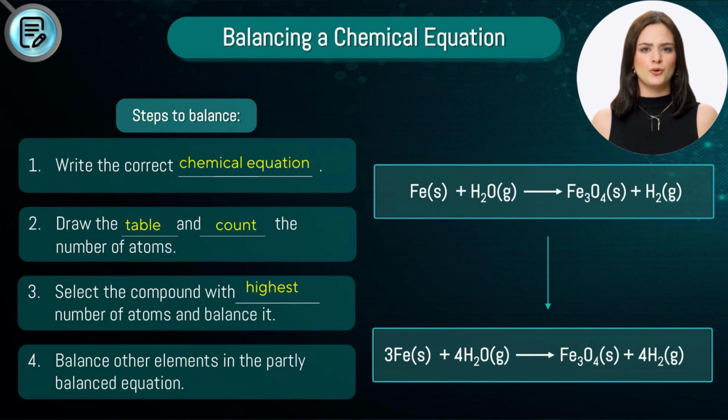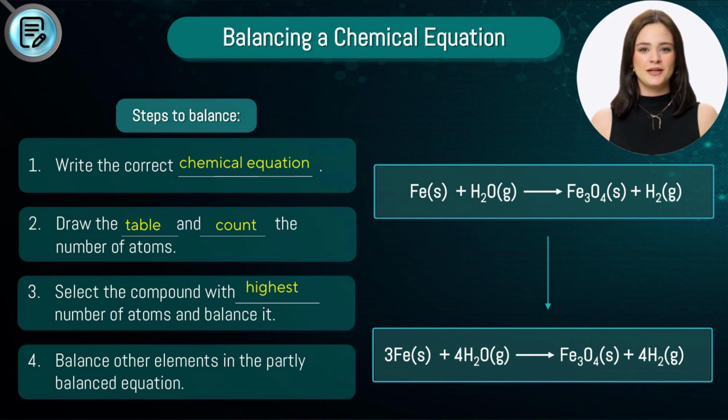Balancing a chemical equation involves ensuring the number of atoms for each element is equal on both sides. We should follow some steps to balance chemical equations. Begin by writing the correct chemical equation. Identify and count the atoms for each element. Choose the compound with the highest number of atoms and balance it first. Continue by balancing the remaining elements.